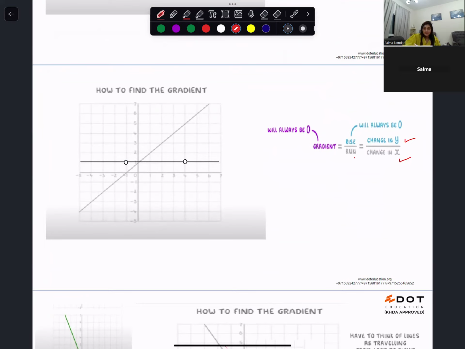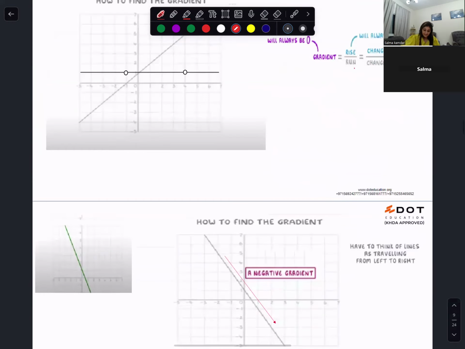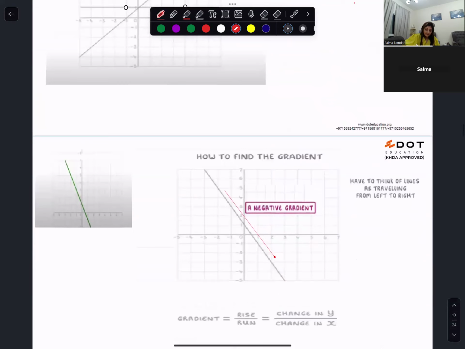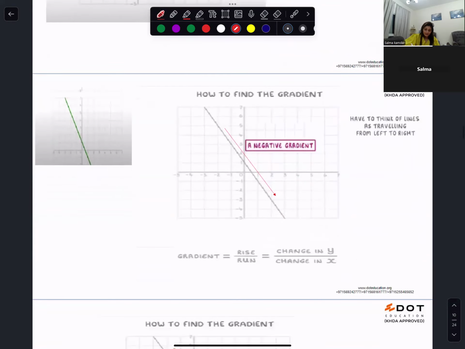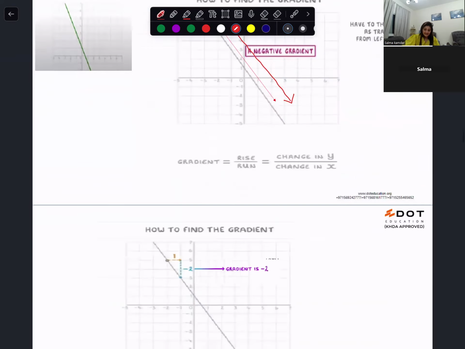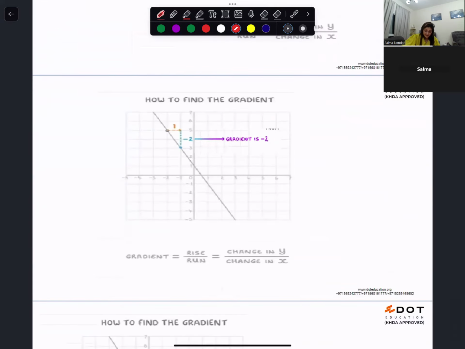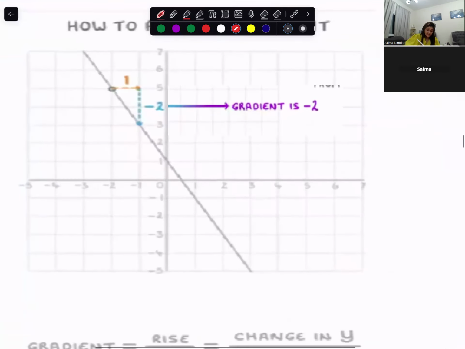One more thing to remember, that gradient of a horizontal line is always 0. Okay? Over here, since the line is sloping downwards, it is going to have a negative gradient. If you look over here, take any point, go horizontal across. This slope is moving downwards from left to right. Since the slope is moving downwards from left to right, the gradient would be negative.